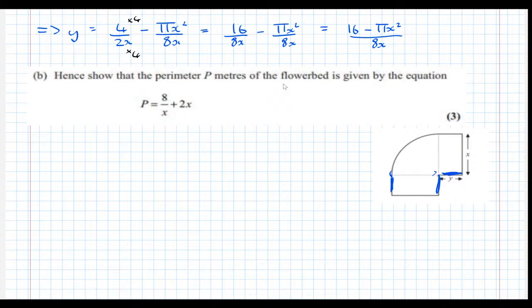So I can see we've got 4 Ys. We've got 2 X's. And 1/4 of a circumference. Almost. Plus 2 pi r over 4. Like that.